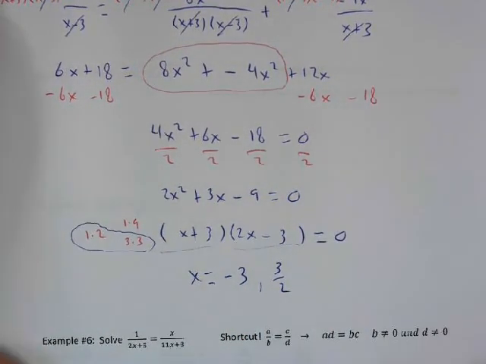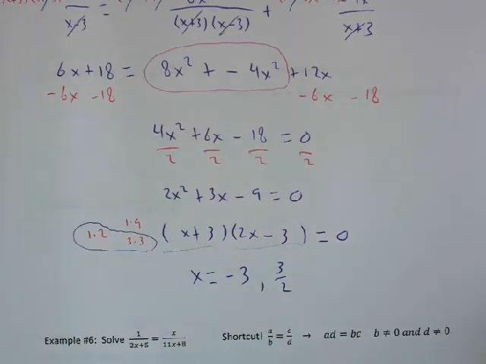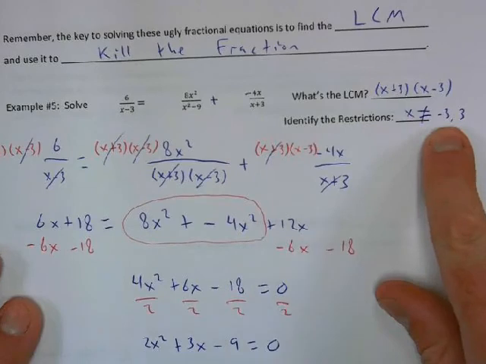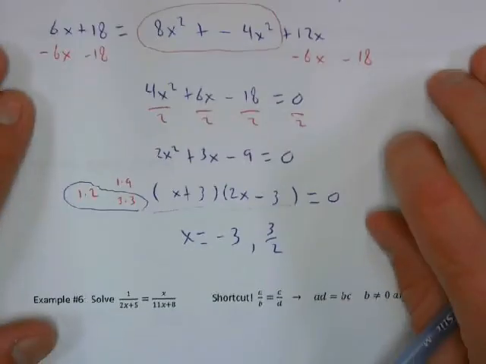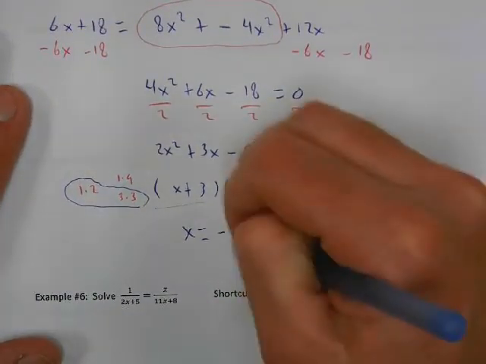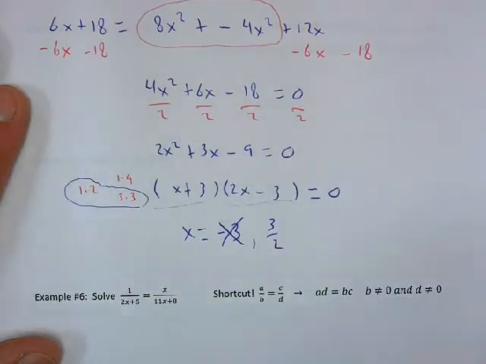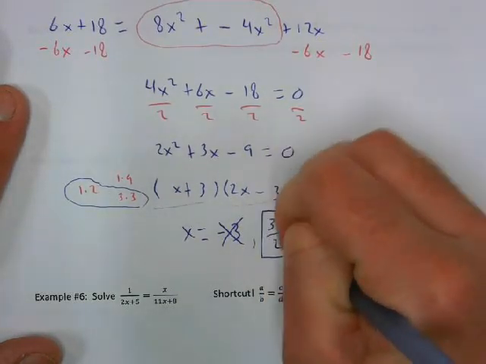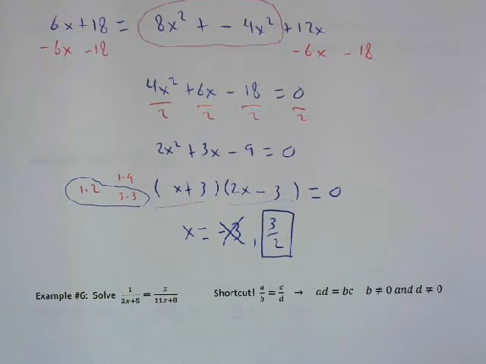Okay, so then are those our two answers? No. Why not? Oh, because we said negative 3 can't be an answer. Okay, so we got two answers, but only one of them works because this gives us a denominator of 0. So our only answer is 3 over 2. A lot of times when you get two answers, only one of them is going to work. So make sure you check those excluded values.